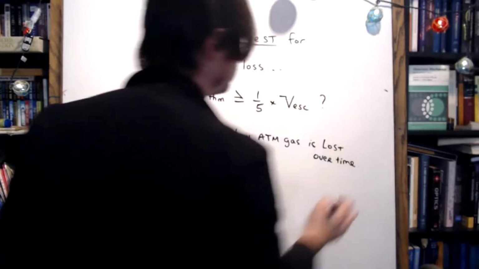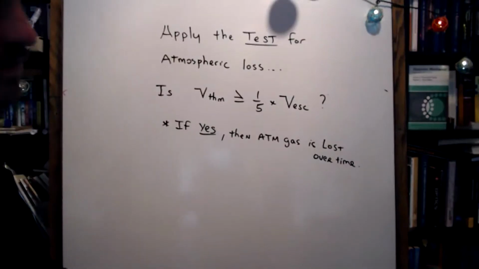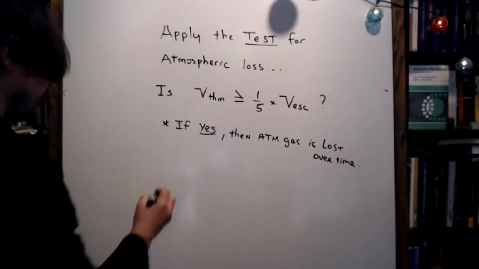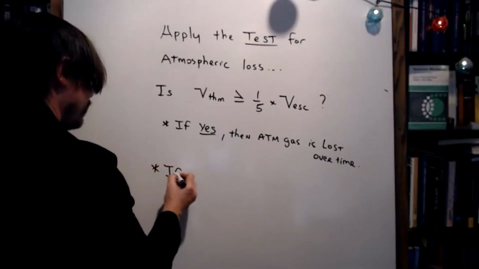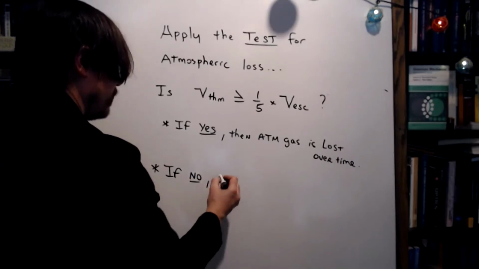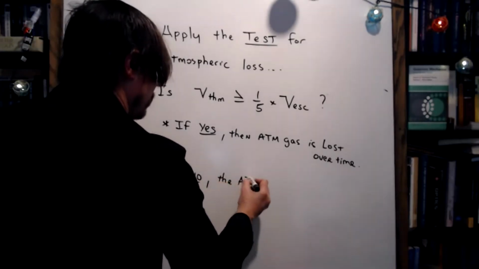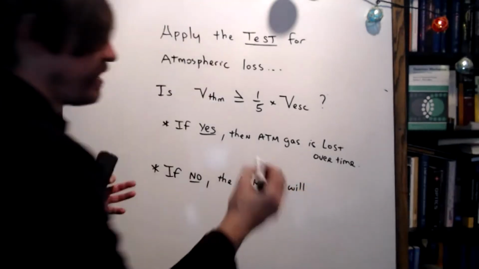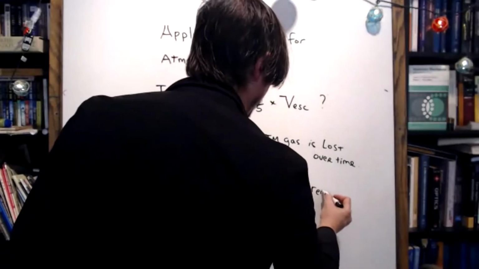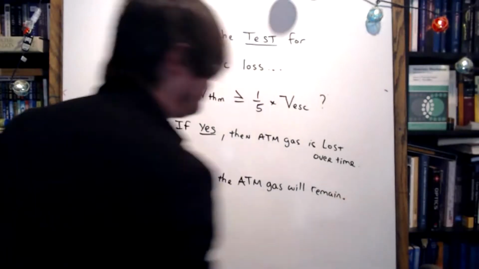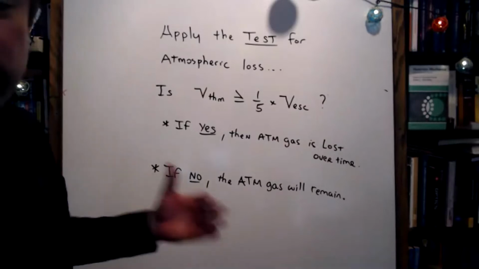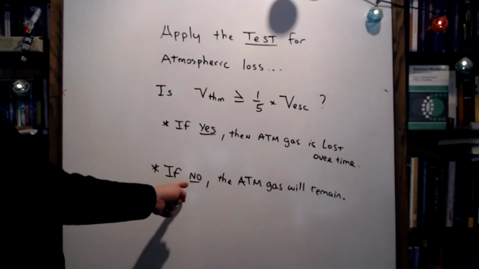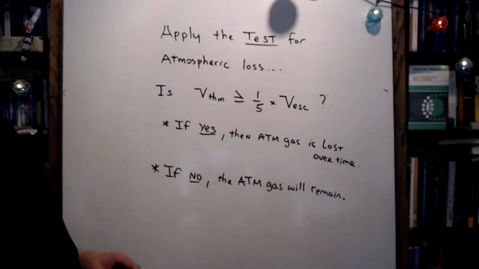And over time means a geological time scale. Bonus points if you know what a geological time scale is in terms of numbers. If no, then the atmospheric gas will be bound by gravity, and therefore it will remain on your planet. This is a way you can predict whether or not a planet will lose its atmosphere over time. Usually, even though you're losing a few particles, you're replenishing them by volcanism.